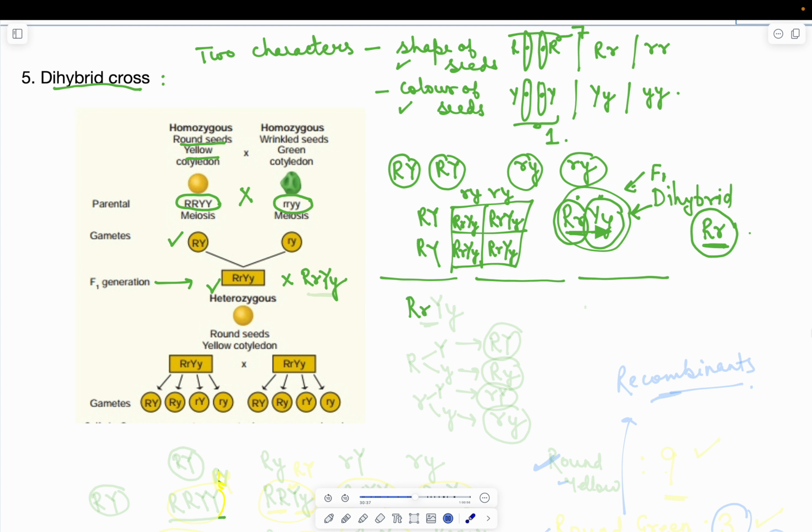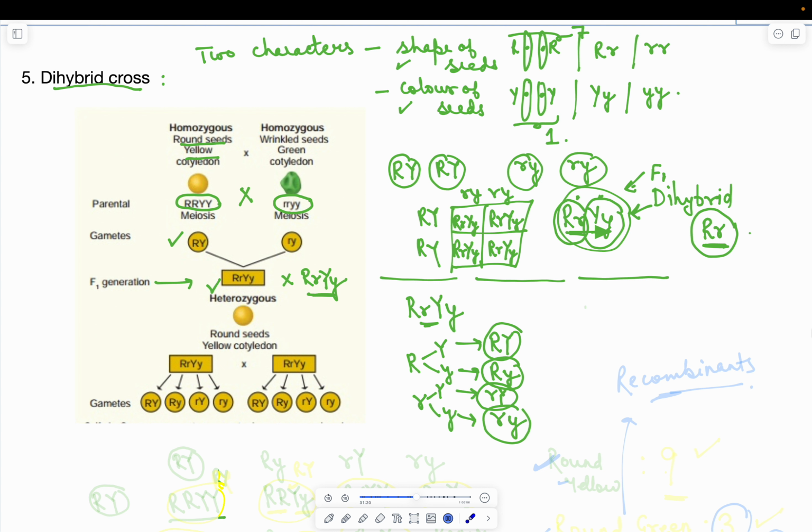So if the parent has this genotype, you can split it this way, right? This is how we make the gametes. The first possibility is this. The second possibility is this, the third possibility is small r, capital Y. The fourth possibility is small r, small y. So these are 4 types of gametes which will be produced in the F1 generation. Similarly, the other parent will also produce these 4 kinds of gametes, right?